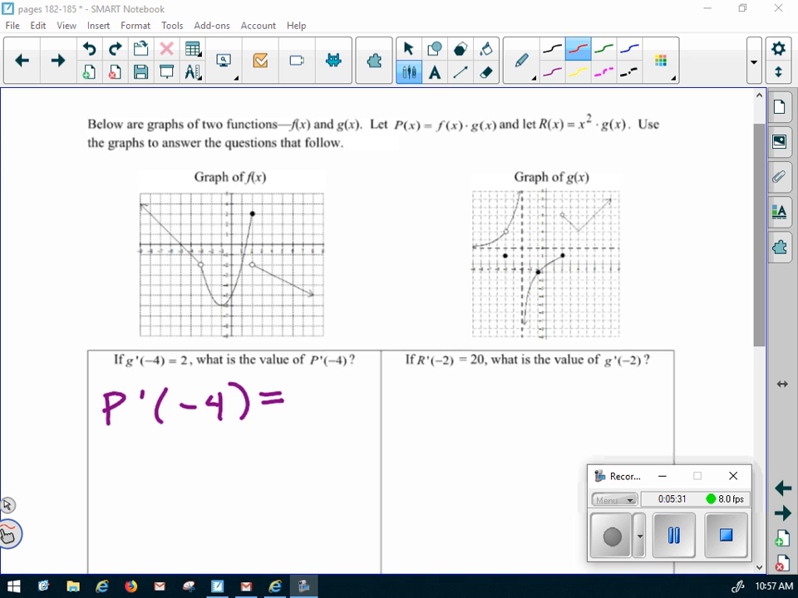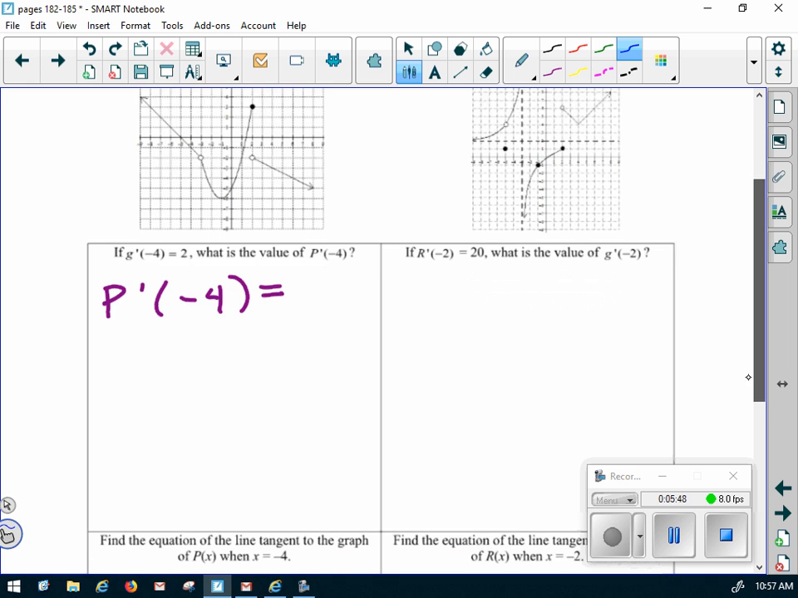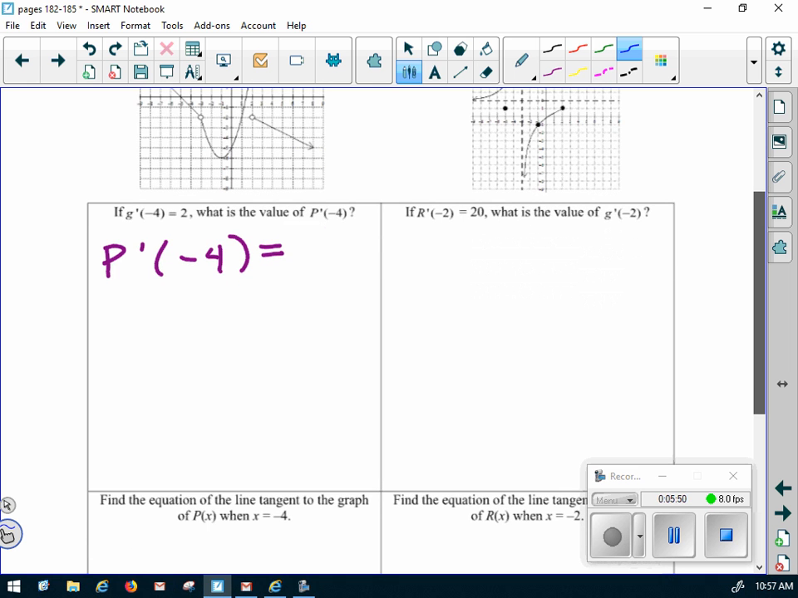Below are the graphs of two functions, f of x and g of x. Now notice what p is. P of x is f of x times g of x. R of x is x squared times g of x. Now let's look at the first question there. What is p prime of negative 4? Now look what we're told. We're given this, so don't lose it. We need to find p prime of negative 4.